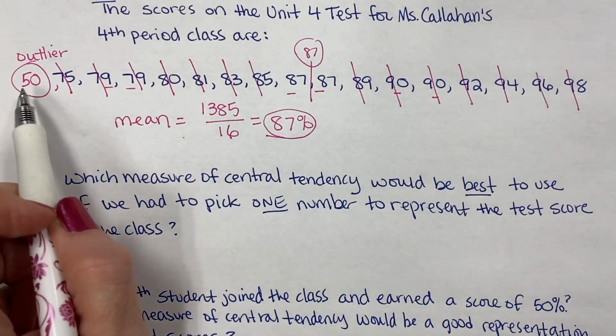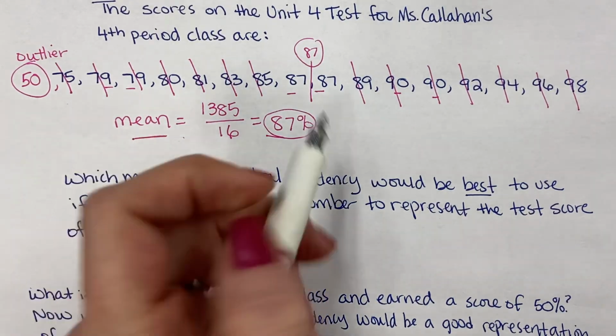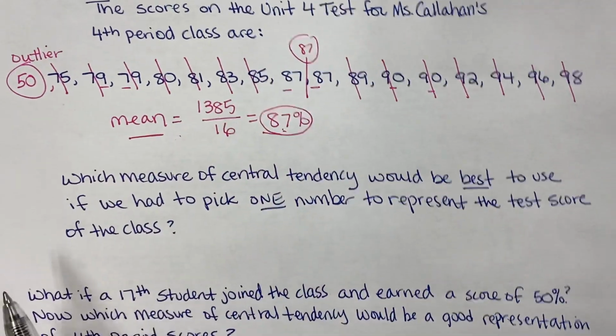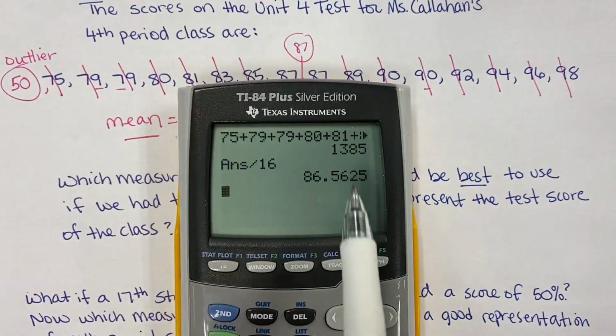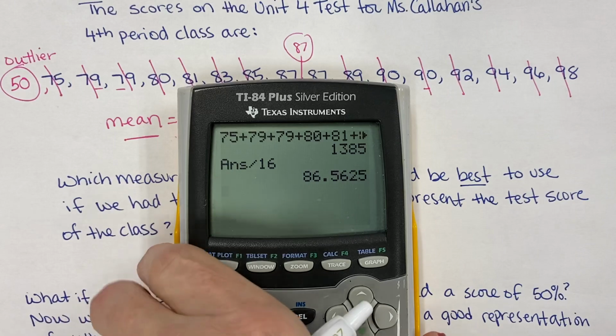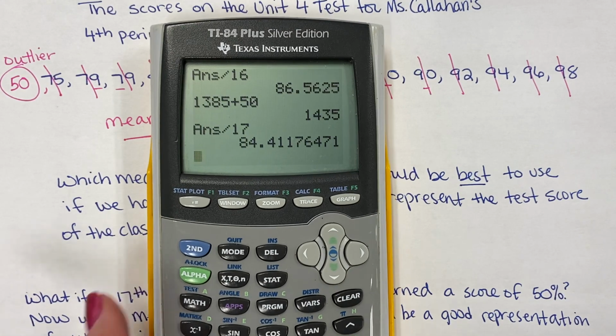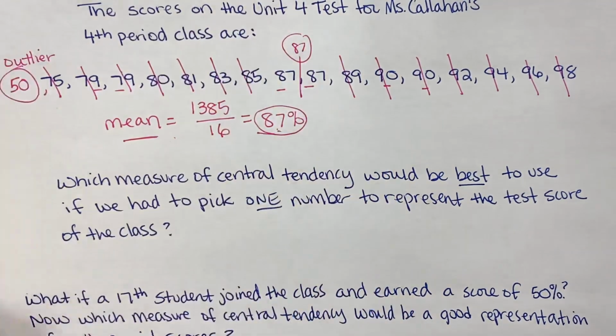I wonder what that would do to our mean. I wonder if this would pull the mean downward. Well, let's see. Remember that it was 1385 originally, and we had 16 students. So what if I take 1385 and add the 50, and then divide by 17 students? 84.4. So we'll say 84%.